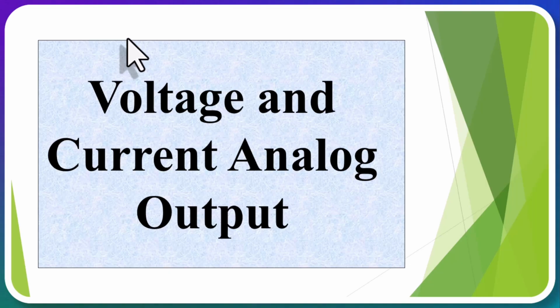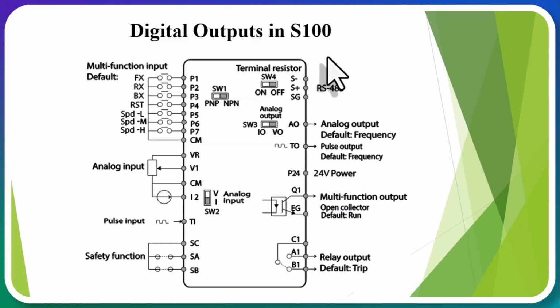In addition to the analog voltage and current inputs, the S100 series inverter also has an analog voltage and current output. As you can see in this image, the inverter is equipped with a single analog output. Now, you can set this analog output using the DIP switch installed on the inverter to specify whether the analog output is voltage-based 0 to 10 V or current-based 4 to 20 mA.